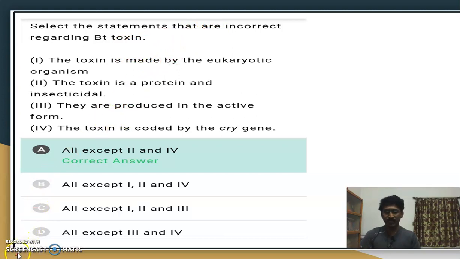We know that Bt came from Bacillus thuringiensis. Bt stands for Bacillus thuringiensis. So the Bt toxin comes from bacteria. Bacteria is a prokaryote, not a eukaryote. So option 1 is wrong. Now option 2: the toxin is a protein and insecticidal. Yes, the toxin is insecticidal and it's a protein, and they are produced in the inactive form.